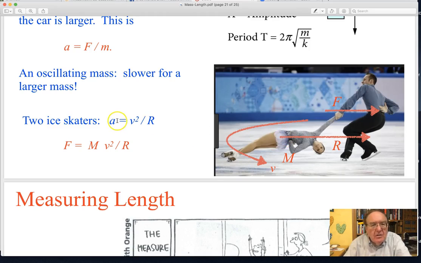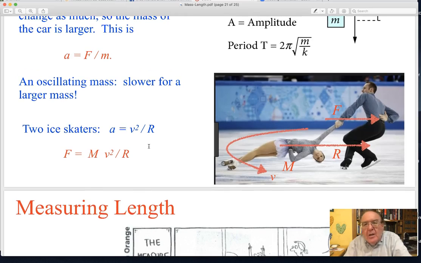That's the acceleration. So now you've measured the acceleration and you've measured the force, and so you get the mass. Here the force is the mass of the ice skater times v squared over r, which is the acceleration. So that's a way of measuring the mass without gravity at all.